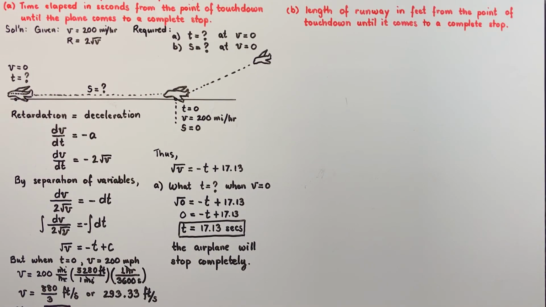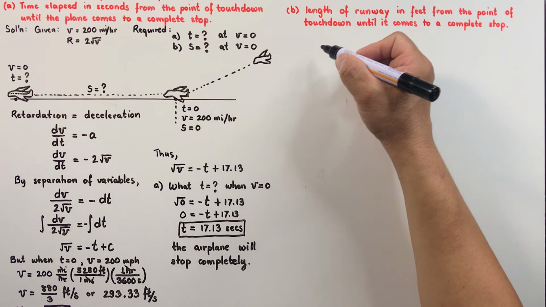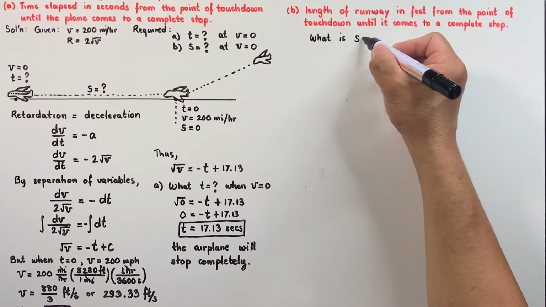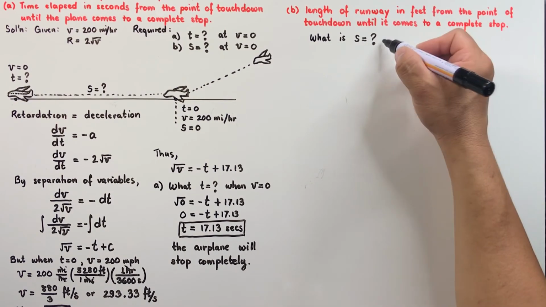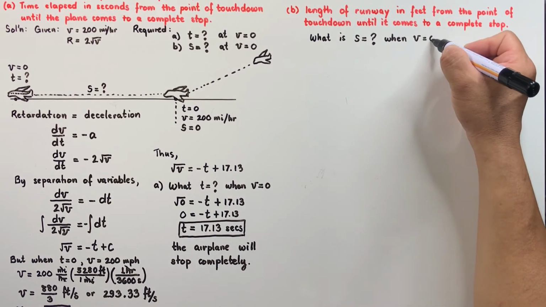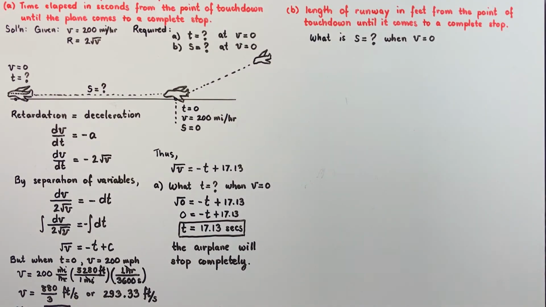Now, let's proceed to the second question of the problem. What is the length of the runway in feet from the point of touchdown until it comes to its complete stop? In other words, mathematically, what is the distance traveled by the plane from the point of touchdown when the plane comes to its complete stop, meaning the velocity is 0.